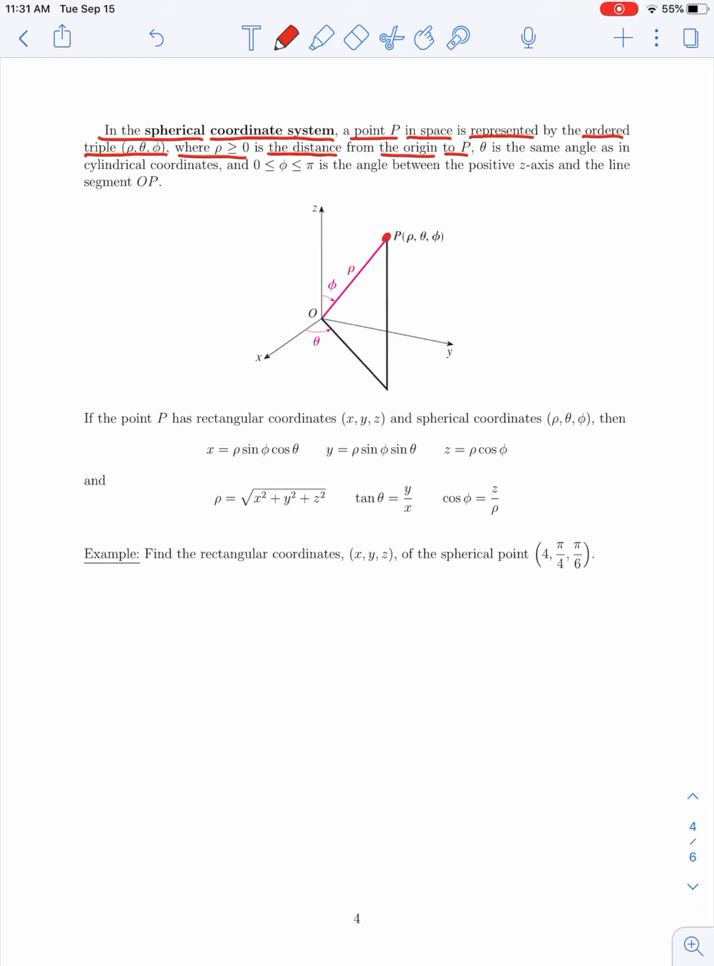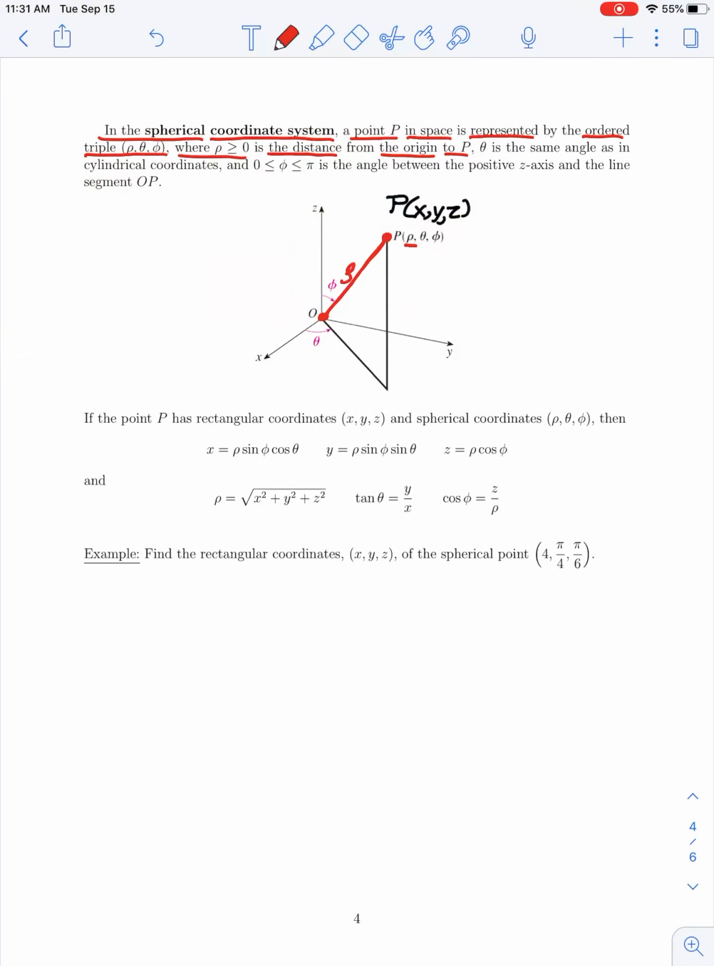So we've got a point P shown here in the first octant of space, and this point could be represented either in terms of x, y, and z, or in terms of this ordered triple rho, theta, phi. And here the interpretation of this first coordinate, rho, is the distance from the origin directly to my point in space. So rho is going to be the distance along that line segment, which by definition is non-negative.